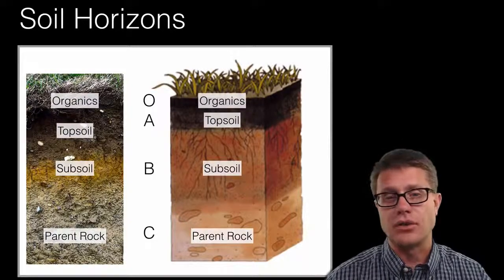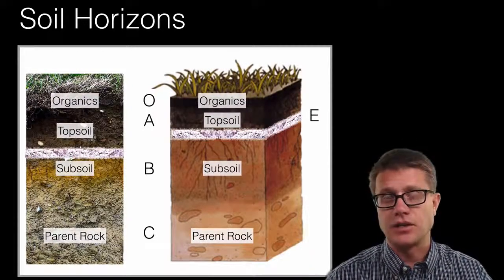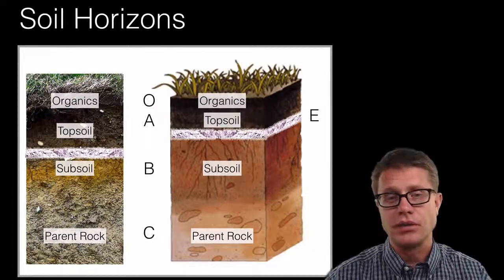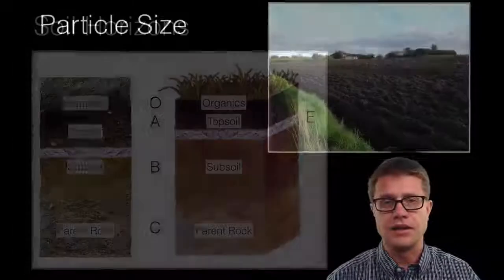Now in certain soil horizons we'll also have an E horizon, and so that's eluviation taking place. In other words, we have the movement of water down, it's pulling those minerals out, and we're just left with sand and silt, kind of this dry layer.